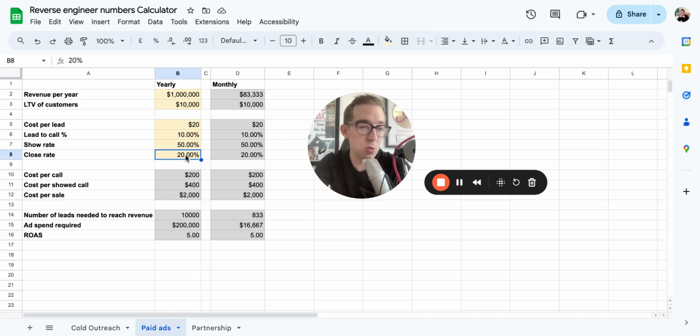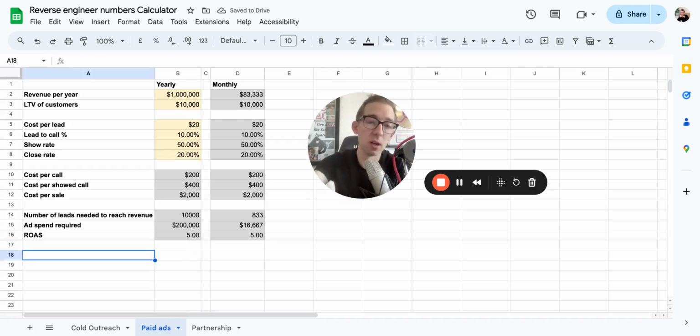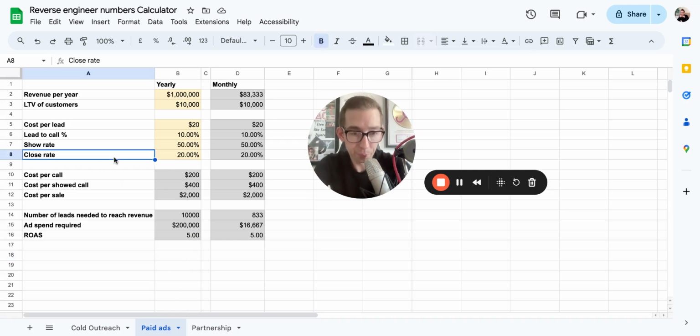And then if this was 25%, for example, then it'll be 1 in 4 people. So look what happens to your cost per sale. It goes down from 2,000 to 1,600. And also look what happens to your return on ad spend. It goes from 5x to 6.25. So you put in another turn on your return on ad spend.